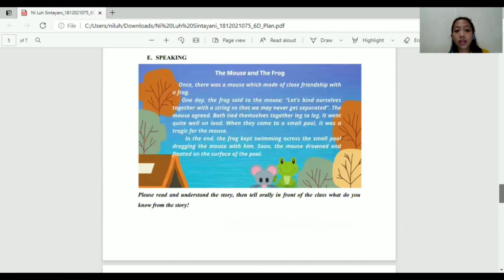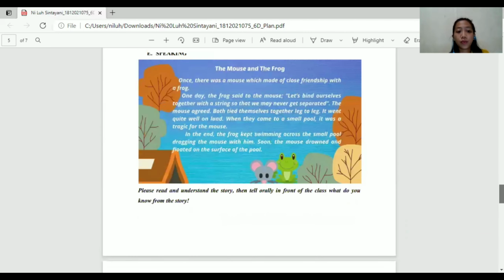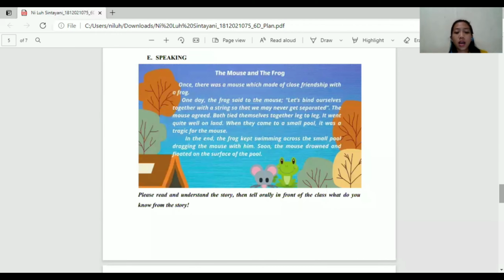And then is speaking. Okay, in these activities, I also give a short story related to the fable story. The title is The Mouse and the Frog. And then they will present the story in front of the class orally. In this activity, the students can practice their speaking.